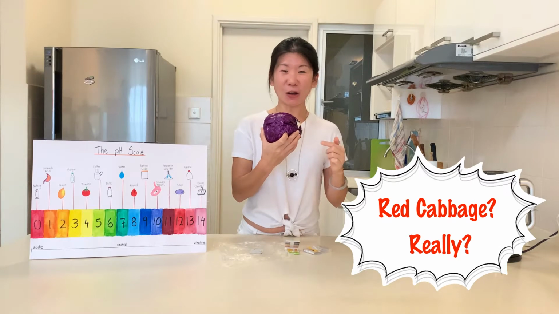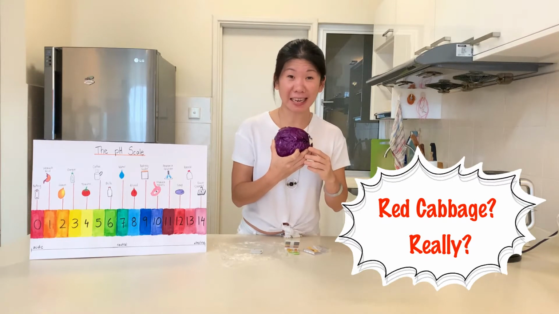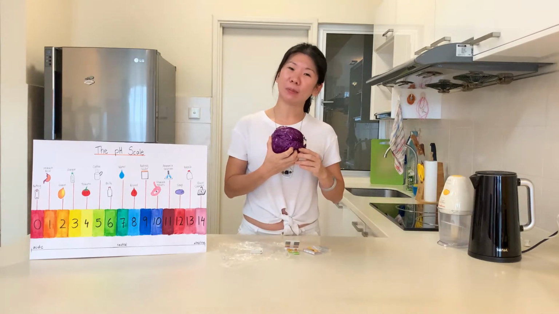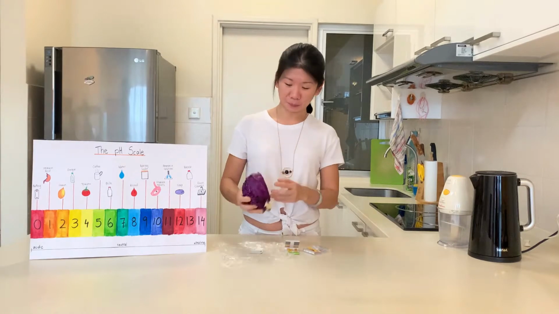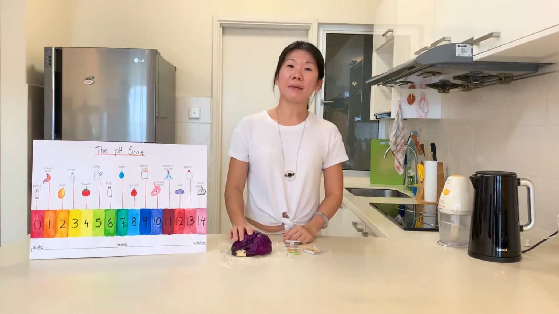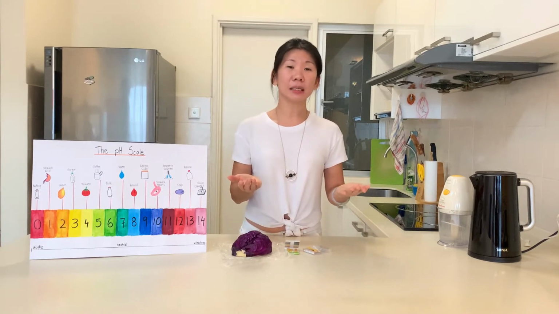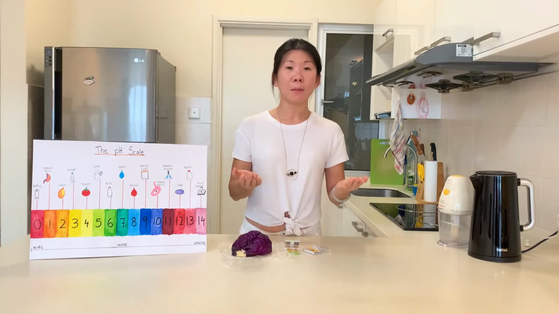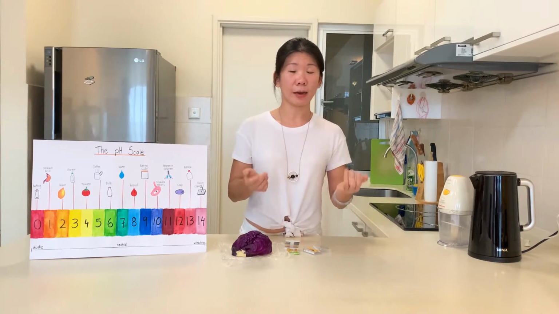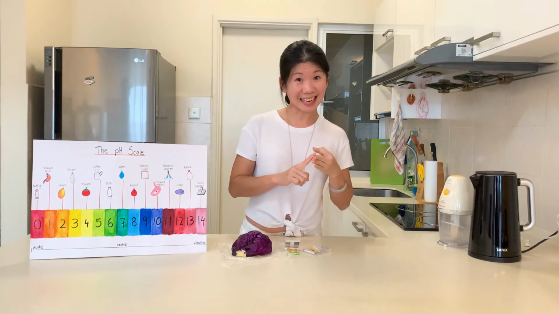Sounds strange, right? Why would a red cabbage be a pH indicator? Before I proceed to explain why, let's do a little recap. We learned that some materials or products may contain substances that can be too acidic or too alkaline. Too much acid or alkaline inside our body may produce harmful chemicals that can affect our liver, lungs, and kidney.